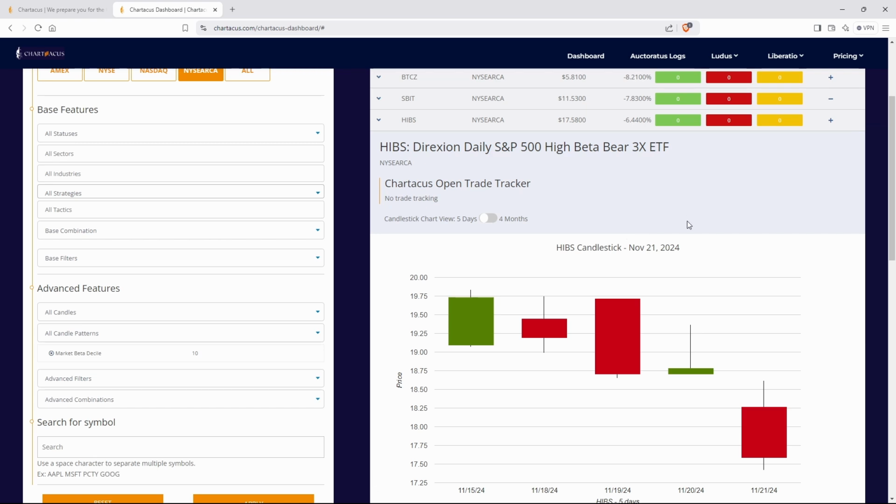And you don't have to short. You can just buy this one. So use this filter to find those stocks that can give you higher trading gains when the market's going up or when the market's going down. Now, you may be asking, how can I use this along with the high-performing strategy stocks from the Chartacus log? That's a great question. Here's how.